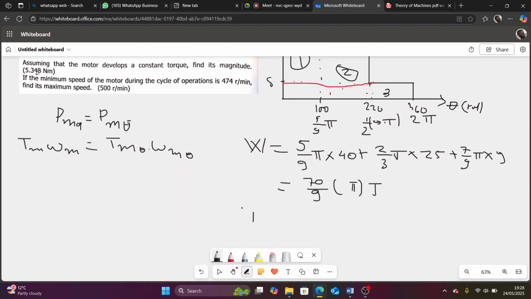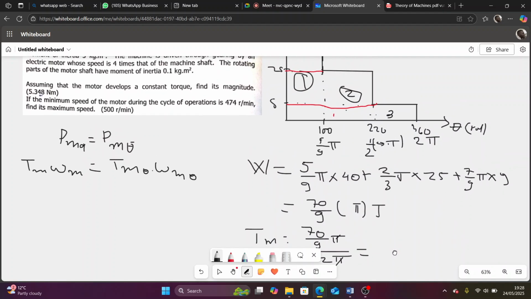We go with what? Min torque to be equal to 70 over 9 pi divided by what? By 2 pi. This will cancel this. So what will be the answer of the min torque? Okay. Is that 35? It is 35. Yeah, 35,278.